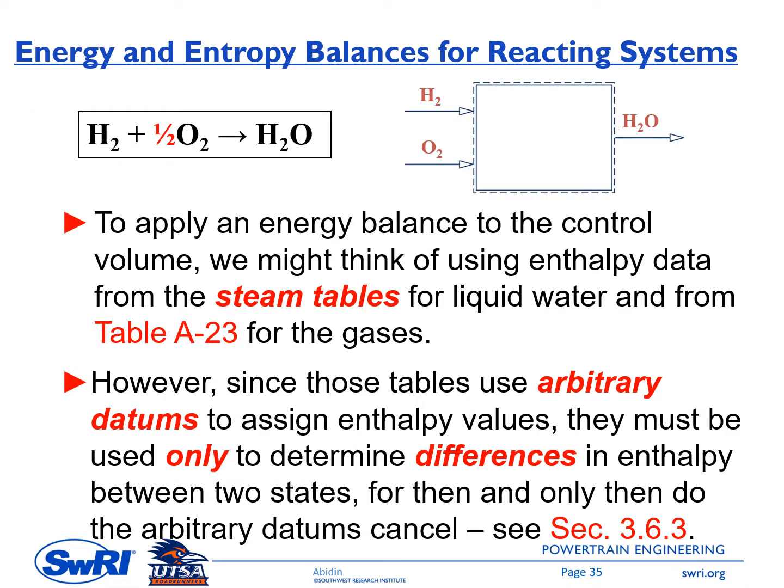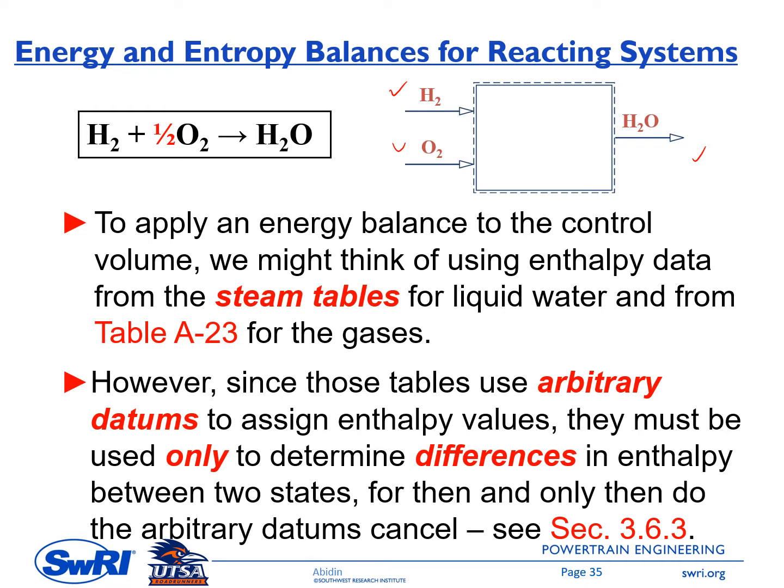So the schematic of the system is shown again in this slide. To apply an energy balance to the control volume, we might think of using enthalpy data from, for example, steam tables to get the enthalpy for the water. And then we might also need to use Table A-23 to get the enthalpy for the gases here, which are hydrogen and oxygen gas. However, since those tables use arbitrary datums to assign enthalpy values, they must be used only to determine the difference.